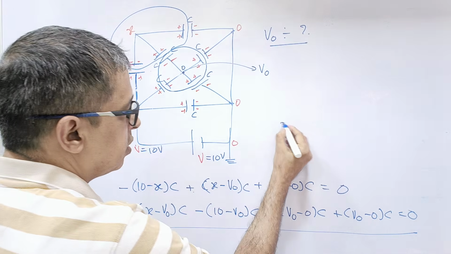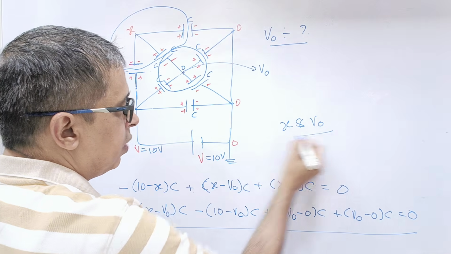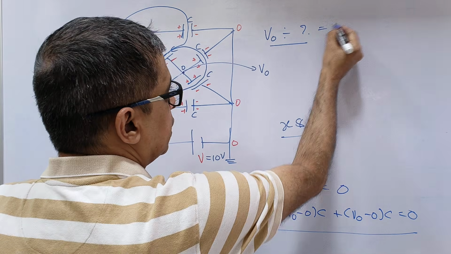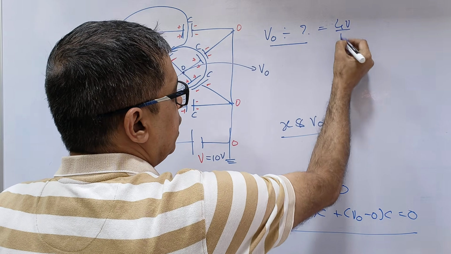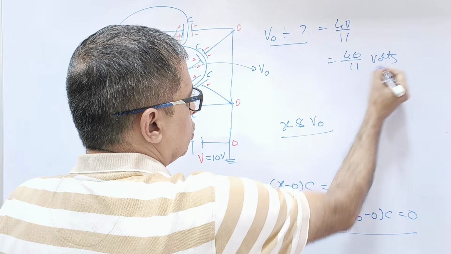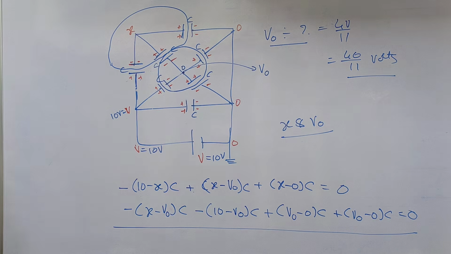You have two equations and two variables, X and V naught. Eliminate X, you will get V naught. The answer to my knowledge: V naught is 4V by 11, that is 40 by 11 volts, because you have taken V as 10 volts.